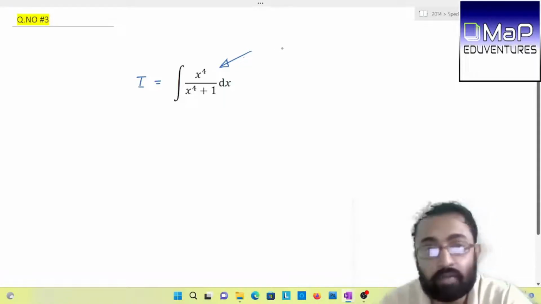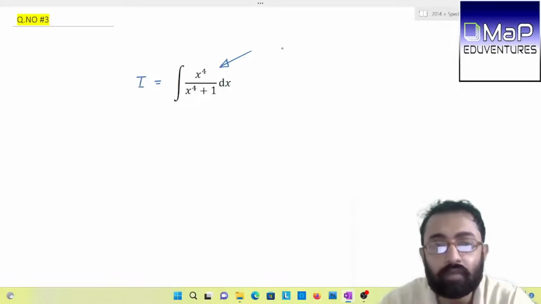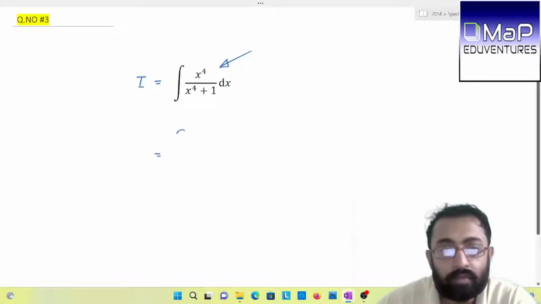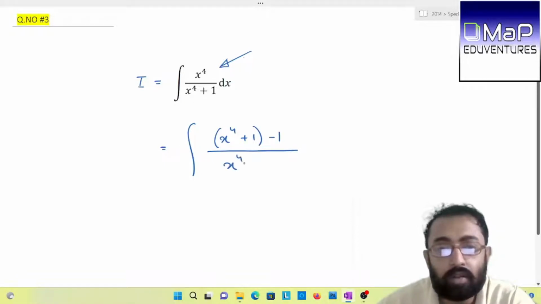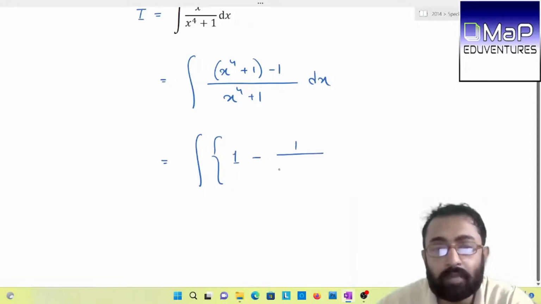But as I have told you before, it is almost impossible to converge all the questions of integration in a common form, and this is one example. Now, what shall we do here? We will intercept it and convert it to be integrable. How to do that? Observe here. Let me add a 1 and subtract a 1 in the numerator, the denominator being unchanged. Now if we separate the numerator with respect to the denominator, we are going to have 1 minus 1 by x to the power 4 plus 1 dx.